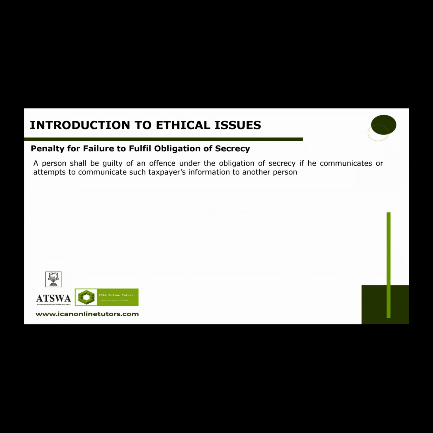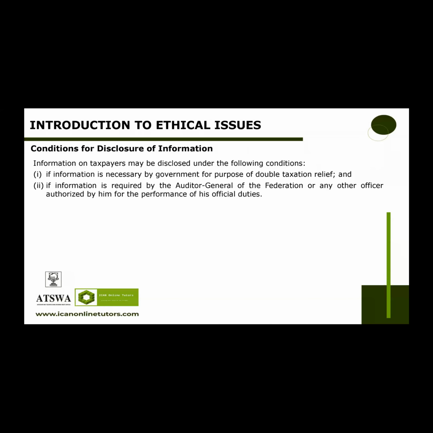So we have penalty for failure to fulfill obligation of secrecy. A person shall be guilty of an offense under the obligation of secrecy if he communicates or attempts to communicate such taxpayers' information to another person. That is, such person will be said to have breached the principle of confidentiality. Are we together?